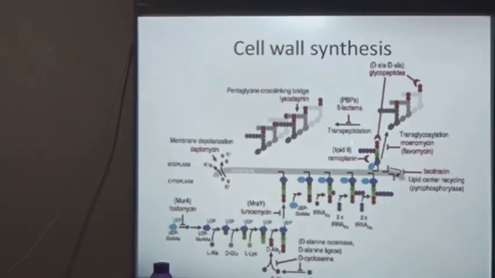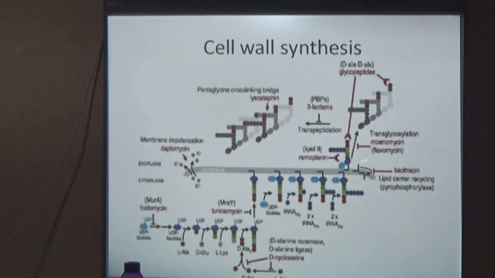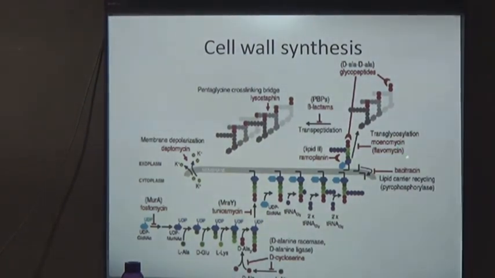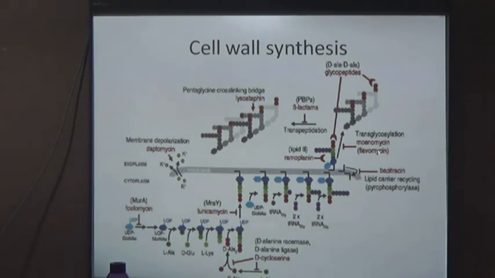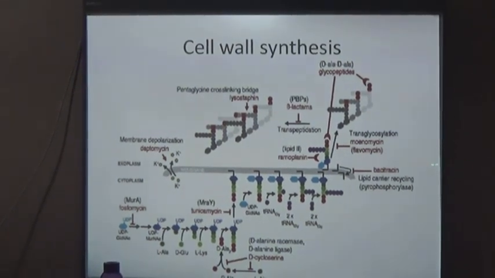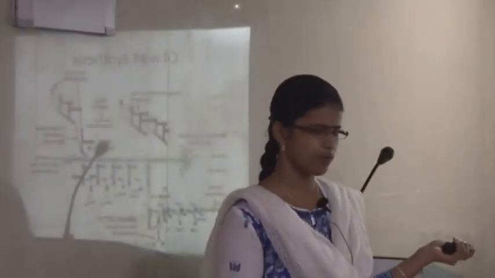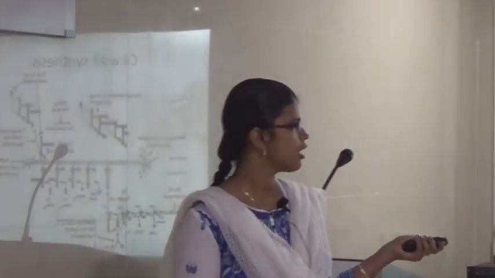And after it crosses the cell membrane, in the outer membrane there is a transglycosylation reaction. This transglycosylation reaction is inhibited by vancomycin. Then this transglycosylation is followed by transpeptidation. This transpeptidation is inhibited by beta lactams. So all the drugs acting on cell wall synthesis: cycloserine, fosfomycin, bacitracin, vancomycin, then beta lactams.